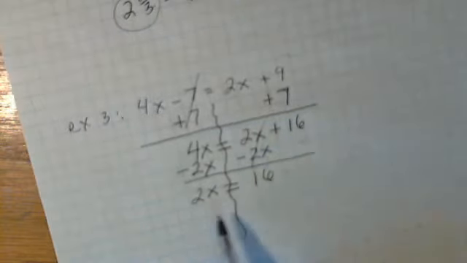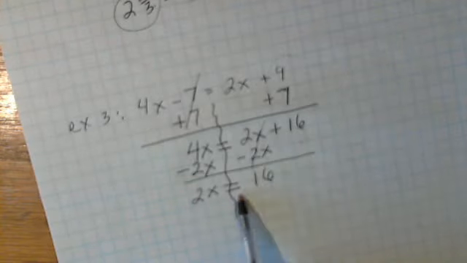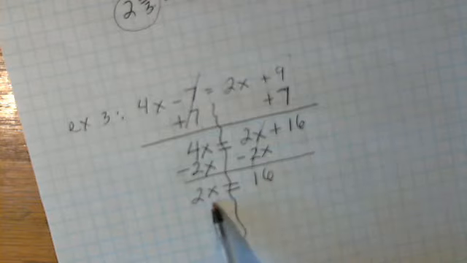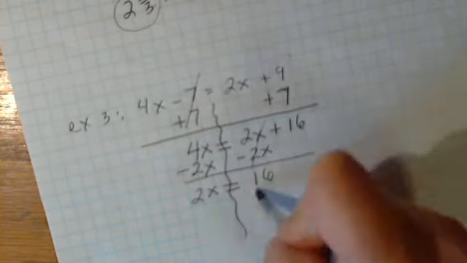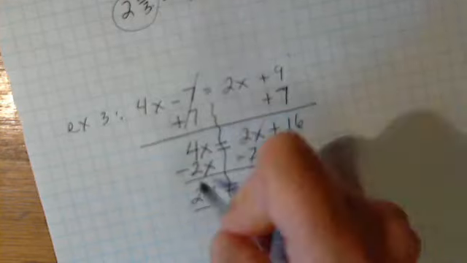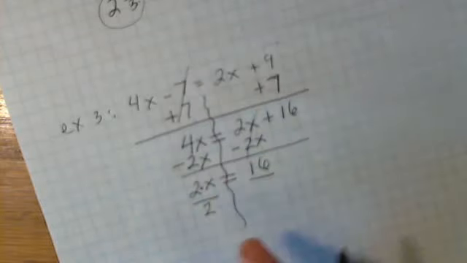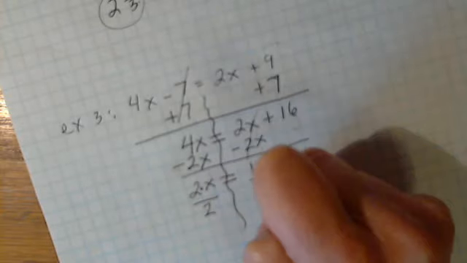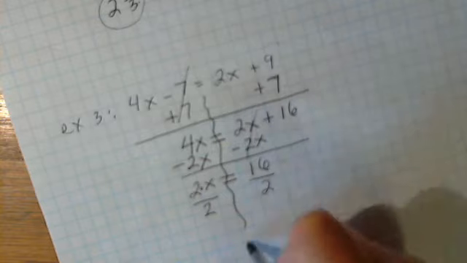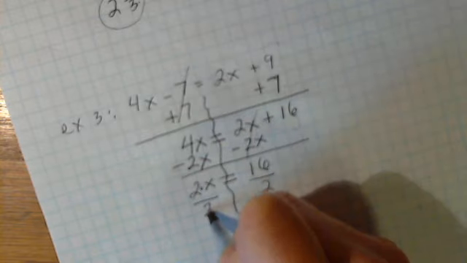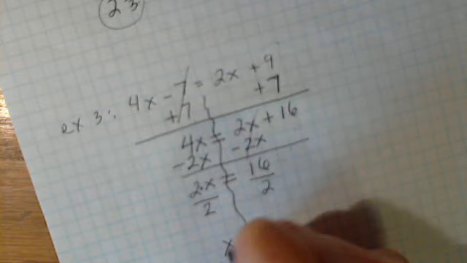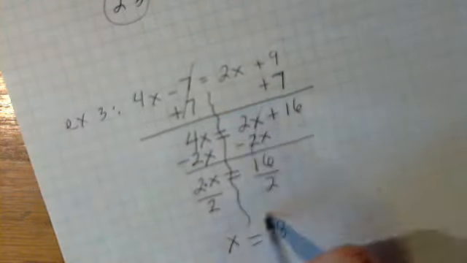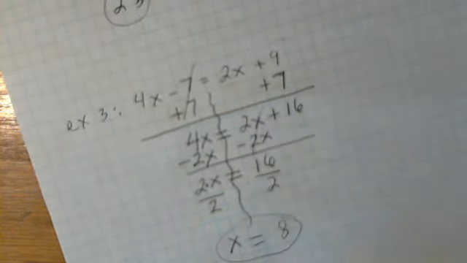Almost done. 2 times some mystery number gives us 16. Now, most of us can guess that that mystery number is 8. How do we know that? Because we're undoing 2 times x by dividing both sides by that 2. And that's exactly what I do in my head to get 16 divided by 2 equals 8. And 2 divided by 2 is 1, plain old 1x alone. The answer to this equation, the solution is 8.